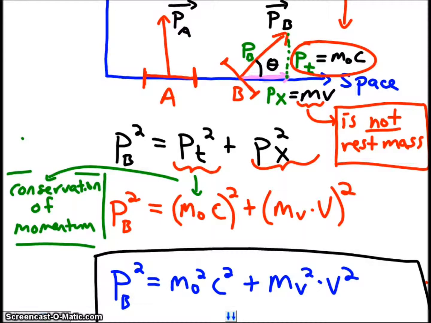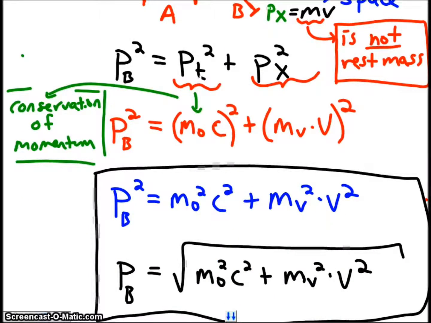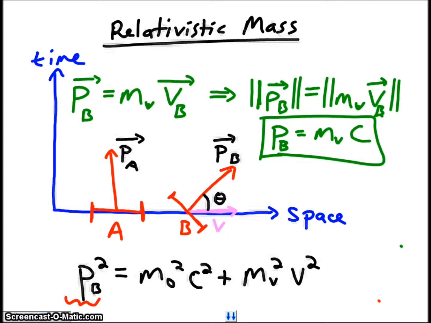So we square both of those, and we get P sub B squared, the momentum of rocket ship B squared, is equal to the rest mass squared times c squared plus the relativistic mass squared times v squared. We take the square root of both sides, and we get that the momentum of rocket ship B is given by the square root of m sub 0 squared c squared plus m sub v squared times v squared. Another way of looking at the momentum for rocket ship B: because its velocity is still equal to c, the total momentum would also be the mass of rocket ship B times c, but this mass is not the rest mass, it's the relativistic mass, which I'm labeling m sub v.